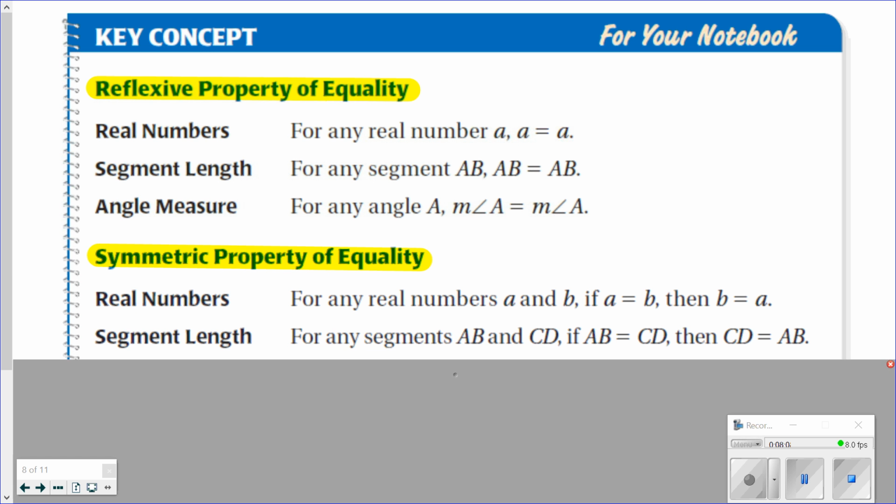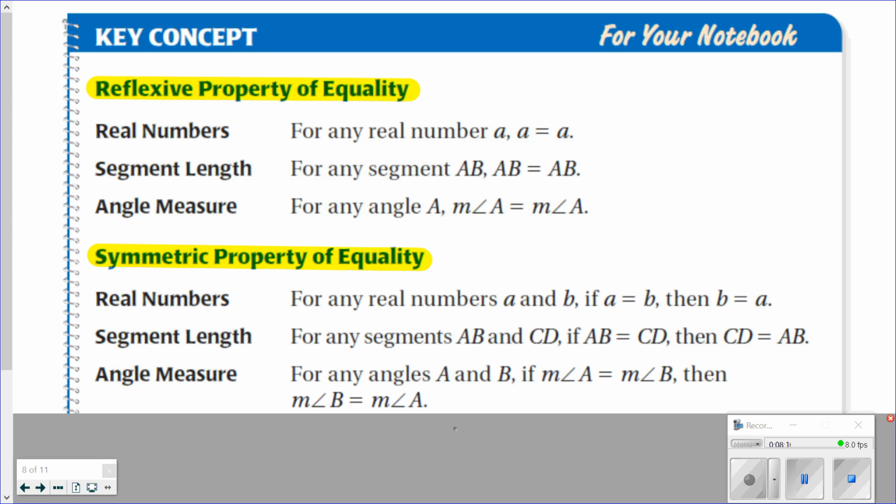Symmetric property. Symmetric property is just taking a statement and flipping it. So kind of think of a mirror image. So if A is equal to B, then B is equal to A. I can just flip that around and both those sentences are true. If AB is equal to CD, then CD is equal to AB. If the measure of angle A is equal to the measure of angle B, then the measure of angle B is equal to the measure of angle A.